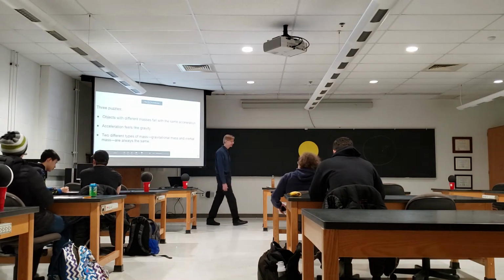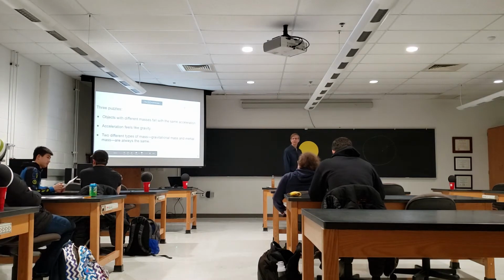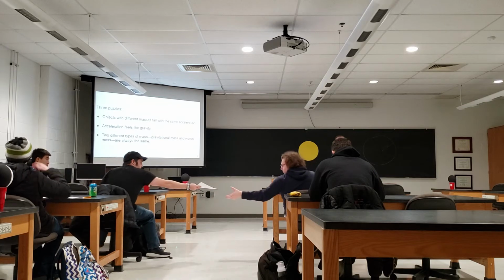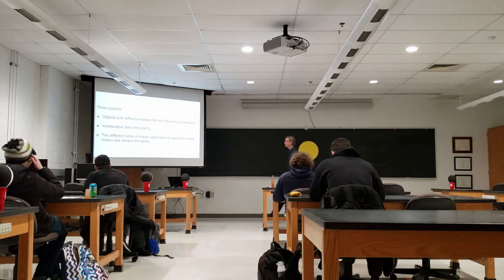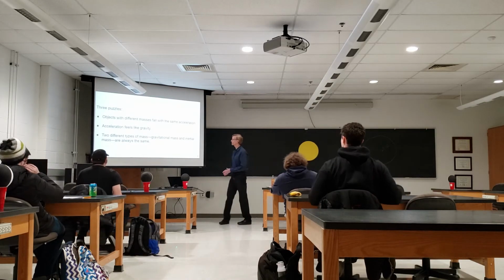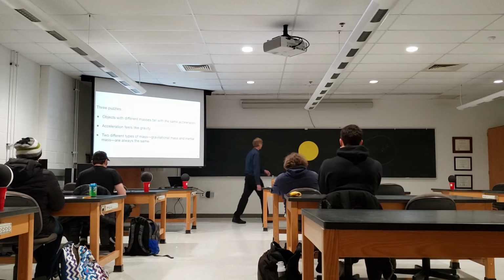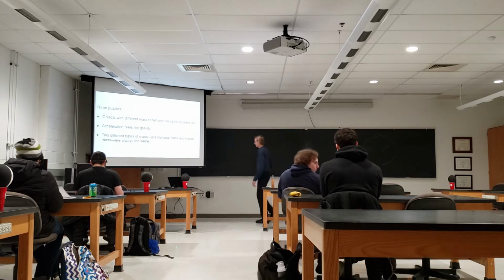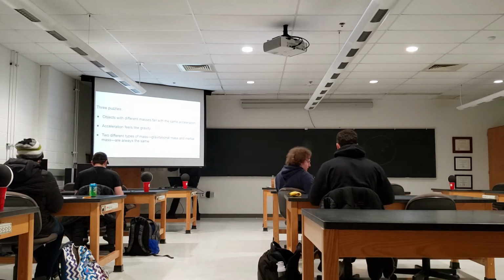Okay, so 3 puzzles. Objects with different masses fall with the same acceleration. Acceleration feels like gravity. And there are 2 different types of mass, gravitational mass and inertial mass. They're always the same. So let's talk about the first 2, which are really strongly related to one another.